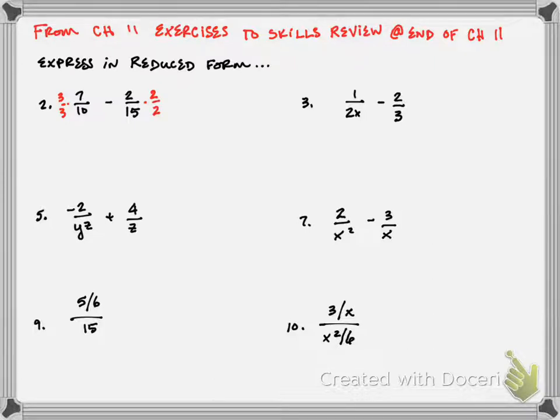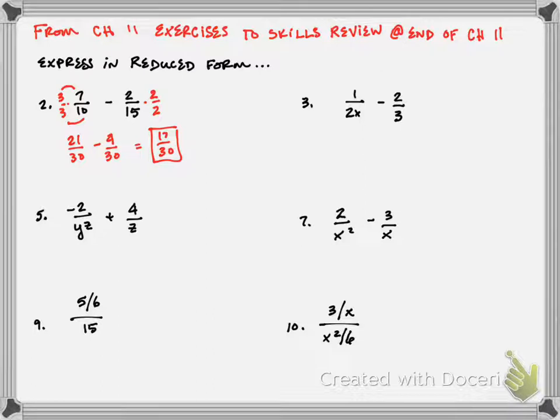And as you know, when we multiply fractions, we multiply through in our numerator, multiply through in our denominator, so that's going to give us 21 over 30 minus 4 over 30, and 21 over 30 minus 4 over 30 is 17 over 30. 17 over 30 cannot be reduced, so that has been expressed in its reduced form.